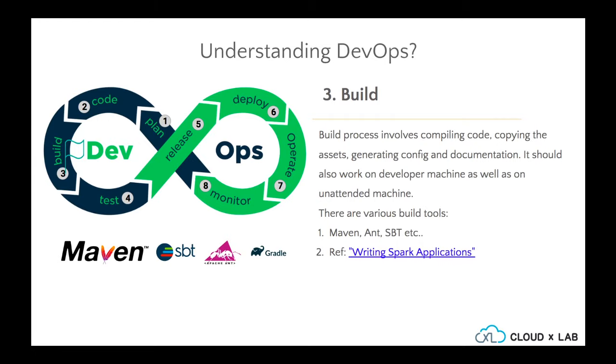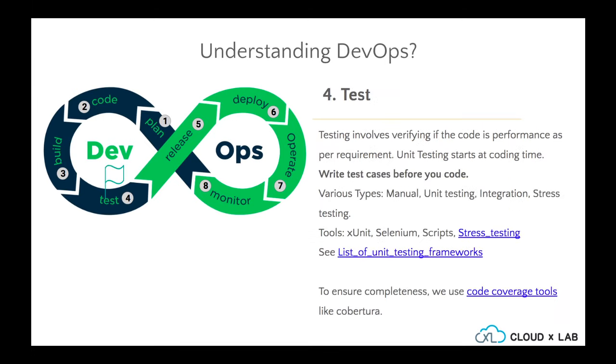Generally, let's say you studied how to build a web application using a website, and you know how to make it work on your desktop. But if it can't work on an unattended machine, or if there is a new developer in the team and it can't work on their machine, then probably you need to revisit your build process. Now, moving ahead, the fourth part: plan, code, build, and now the test.